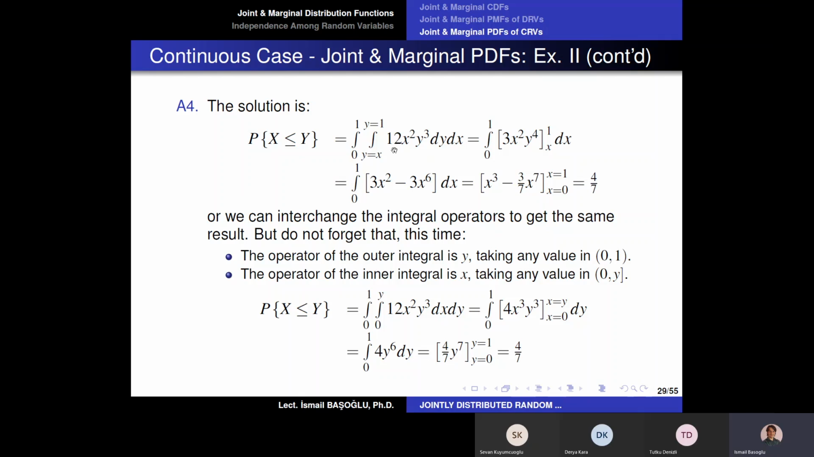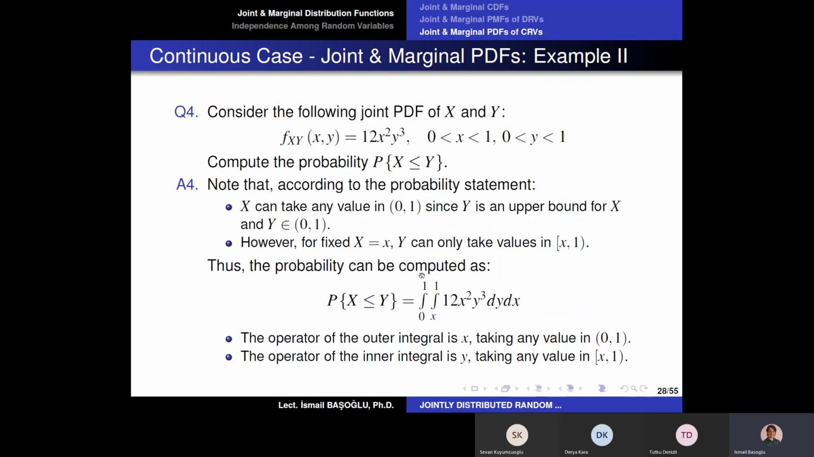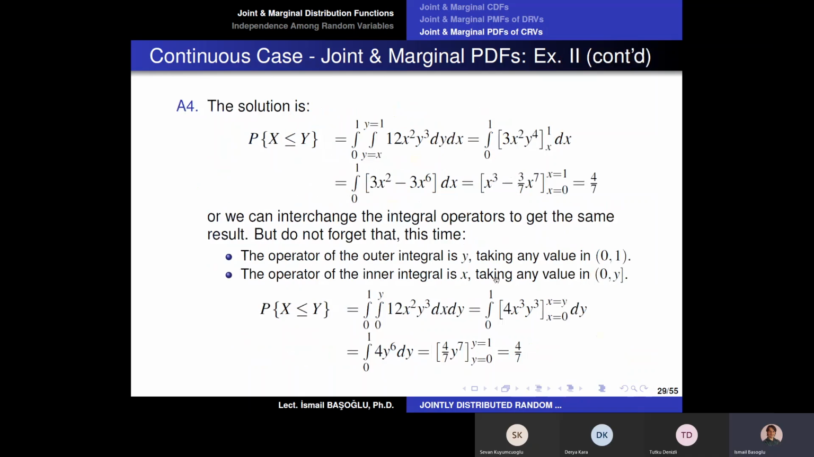So let's just start with this integral. The inner integral belongs to the y operator, and y is changing from x to 1. Let's integrate it with respect to y. It becomes 3x squared y to the power 4. Remember, if you integrate that function with respect to y, x is assumed to be a constant. If you plug in values of 1 and x here, you get 3x squared minus 3x to the power 6. And when you integrate that function with respect to x again, you get x to the power 3 minus 3 over 7 x to the power 7. By plugging in the boundaries of 0 and 1, you get 4 over 7.